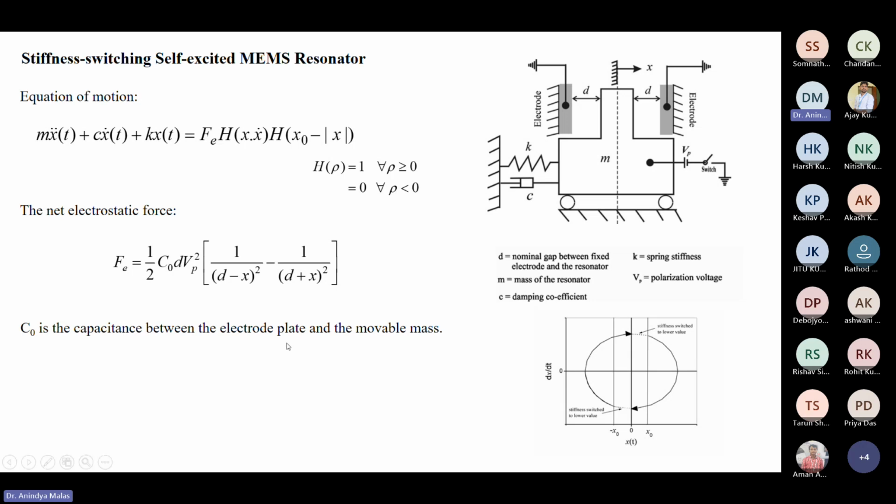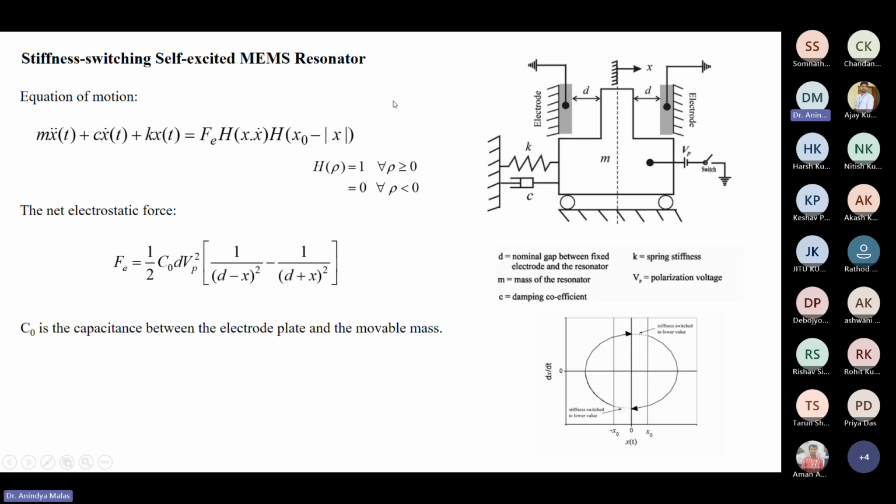So you can see here that it is a mass spring damper system, which you know already, m x double dot plus c x dot plus k x equals the force. That is the mechanical system, and it is placed between two electrodes with a gap D. And a polarization voltage is provided having the magnitude Vp.